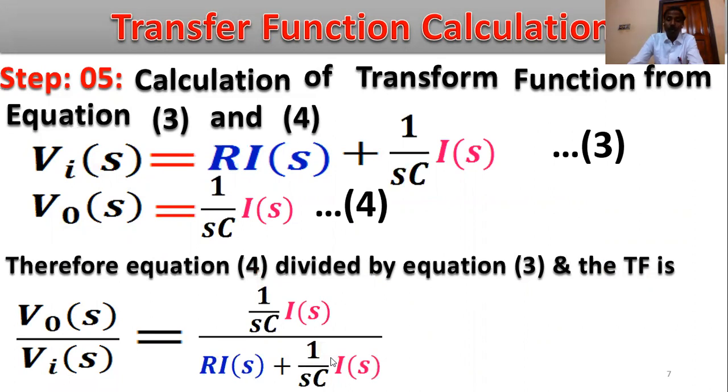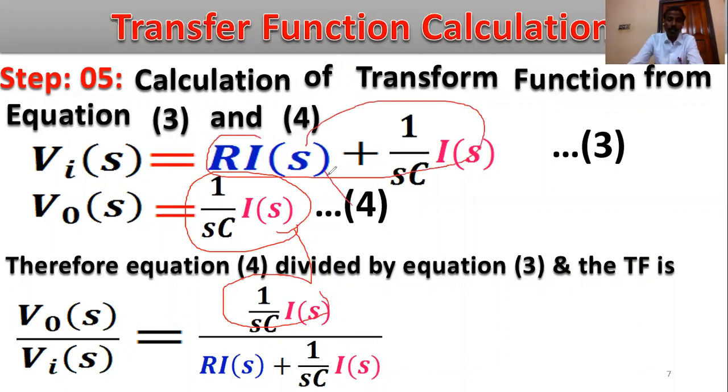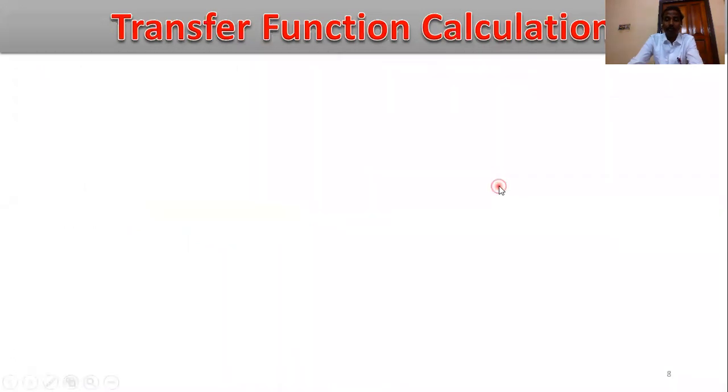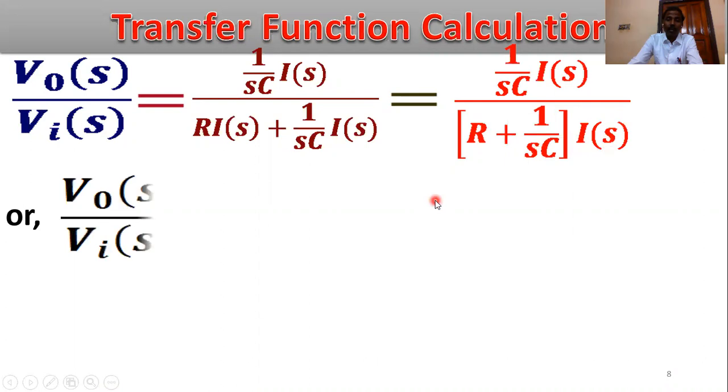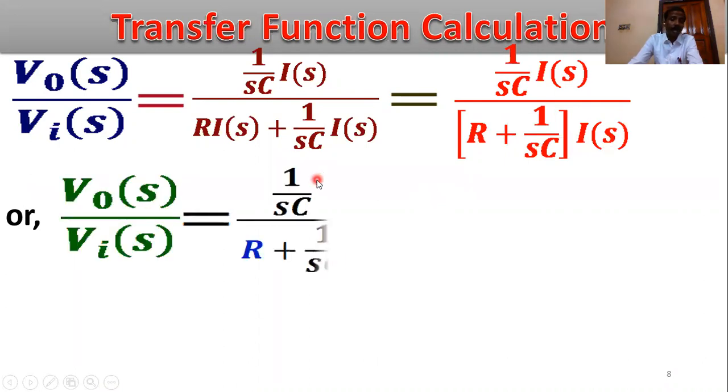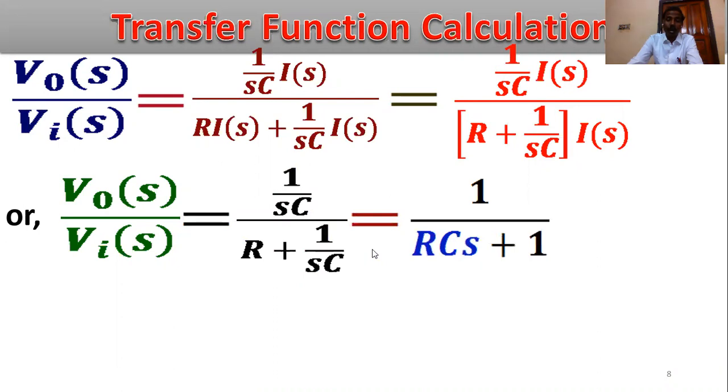This is the output voltage, and this is the input side. So this is the denominator side. From the denominator, take I(s) common, then 1 by sC into R plus 1 by sC into I(s); I(s) cancels. Then V_0(s) by V_i(s) equals 1 by sC in the numerator, and R plus 1 by sC in the denominator. This is equivalent, with sC as LCM, to 1 by RC into s plus 1.